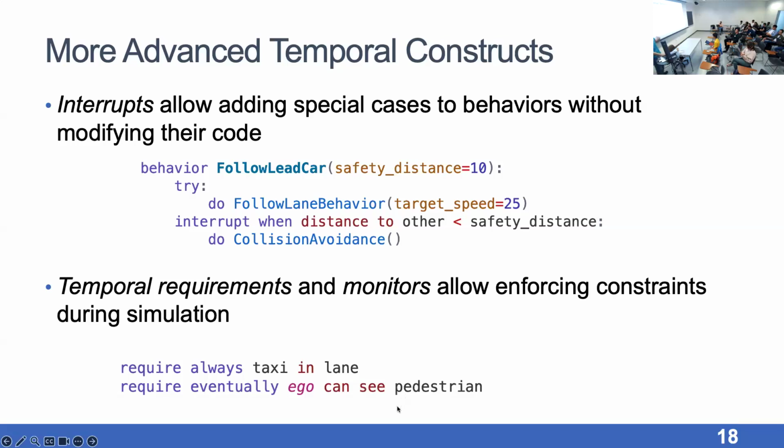Here's a different one where we can say, I don't need this to be true every time step, but I need it to be true at some point during the simulation. At some point, the ego should be able to see the pedestrian. This is using the can see predicate, which is like the ray tracing type check that I mentioned before.